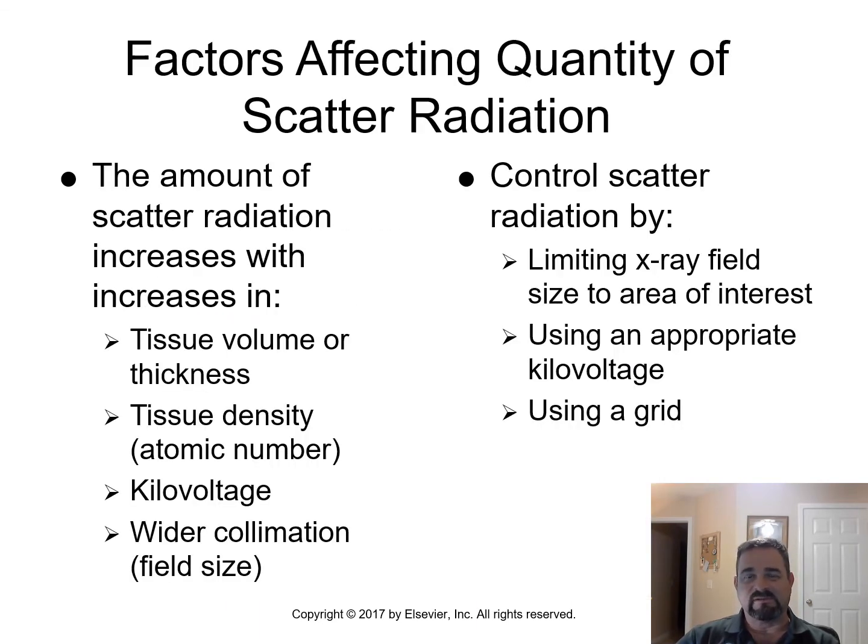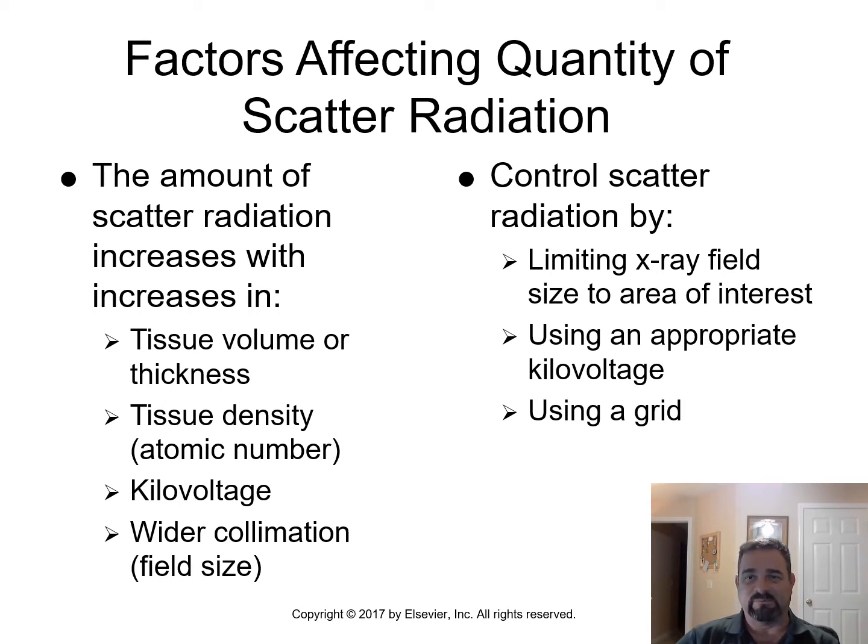All right, so as a limited operator, you will experience specific factors affecting the quantity of scatter radiation, or the creation of that fog we just spoke of. The amount of scatter radiation increases with increases in the following: tissue volume or thickness, tissue density, which is its atomic number, kilovoltage used, and wider collimation field size.